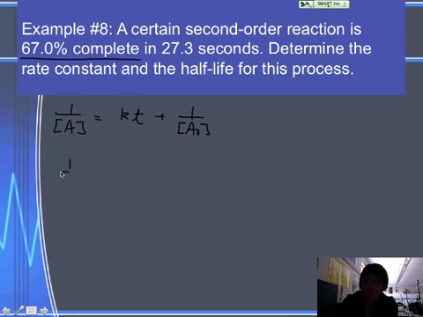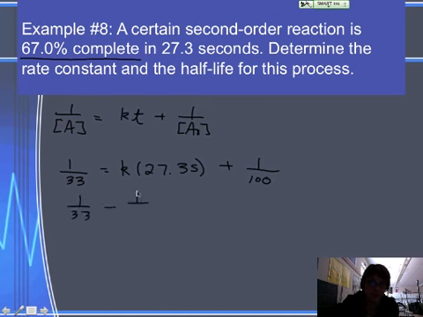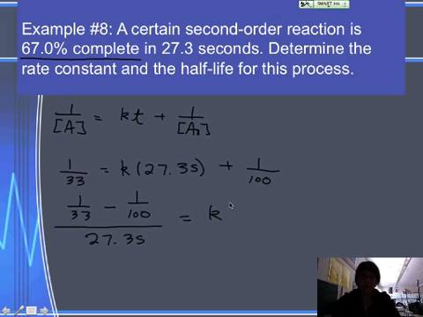33. So I have 1 over 33% equals K times 27.3 seconds plus my starting amount we're going to call 100%. Does that make sense? We started with all of it. We went in the reaction till only 33% was remaining. So now I'm going to move things across. I have 1 over 33 minus 1 over 100 divided by 27.3 seconds. So let me show you the keystrokes that I use in my calculator to get this accomplished.